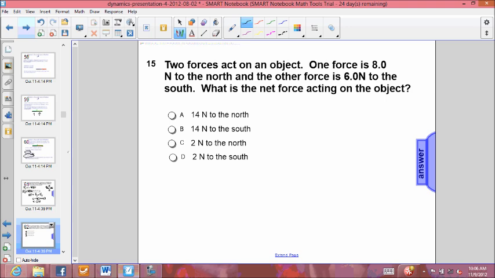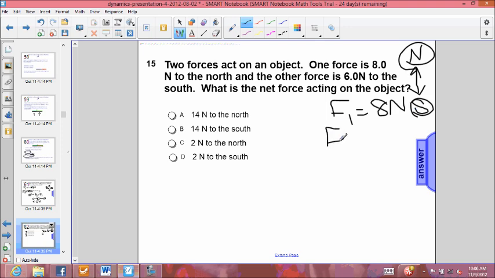Now to the next one. Two forces act on an object. One force is 8 newtons to the north, and the other force is 6 newtons to the south. What is the net force acting on the object? We've got our F1 equal to 8 newtons, and since it's to the north, we know that north is up and south is down. So we can think of this as the positive, this as the negative. Now F2 equals 6 newtons to the south, so we can make that negative 6 newtons.